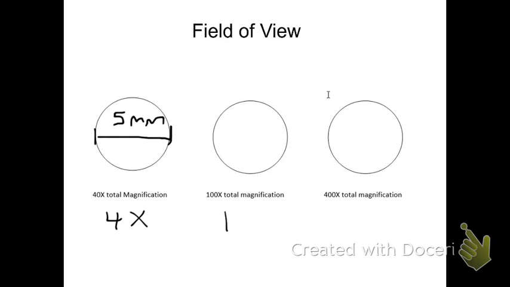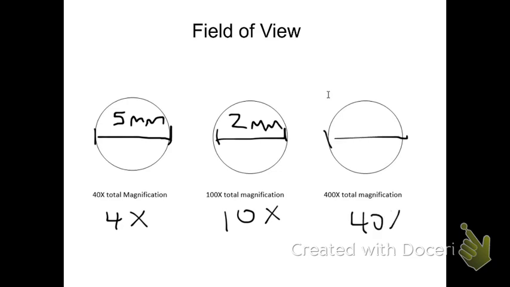When you flip over to the 10x objective, you now can only see 2 millimeters. And when you go up to the 40x objective, you can only see half a millimeter, okay? 0.5. So you only see half a millimeter when you are using the 40x objective. So that's an important concept to appreciate. Now, those are numbers you need to essentially memorize.